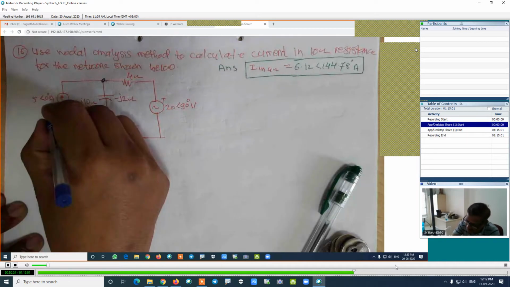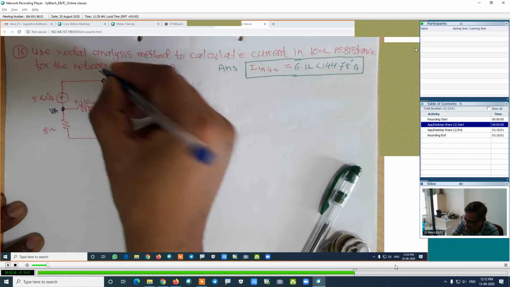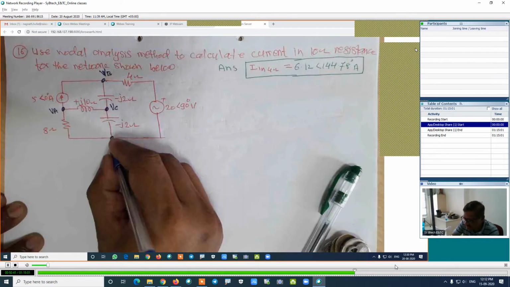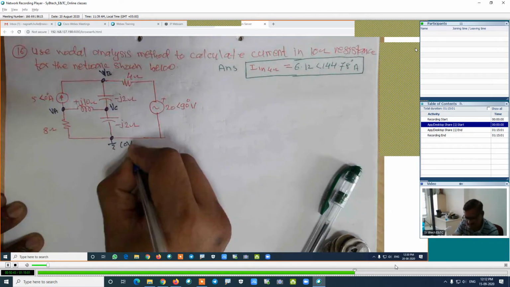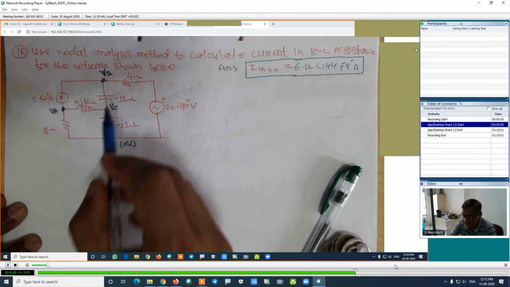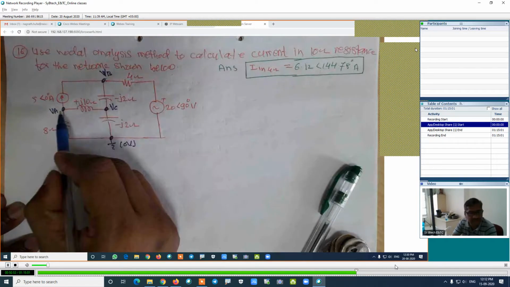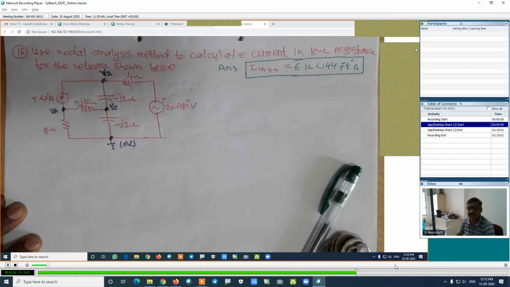This node is A node, its potential is VA, this is B node, its potential is VB, this is C node, its potential is VC, and we will assume this node as a ground node. Is it right? Don't ask, sir, why this one was taken as the ground node. You can take this as ground node, there is no issue. But randomly, I have chosen this as a ground node.